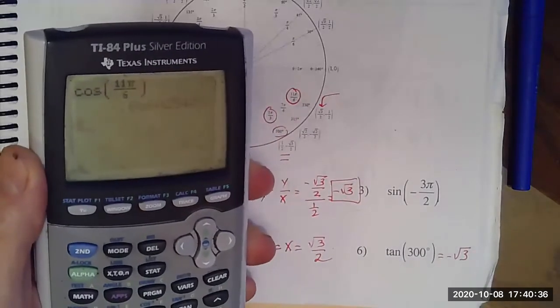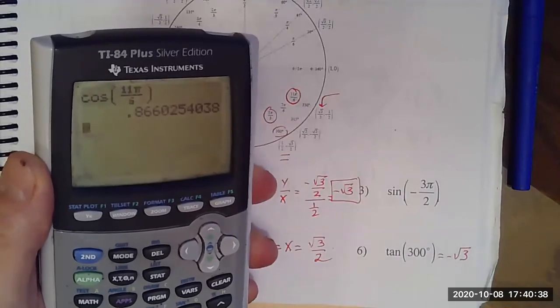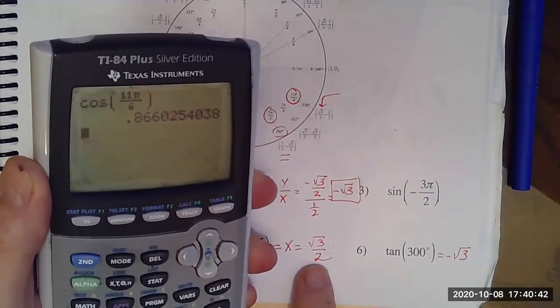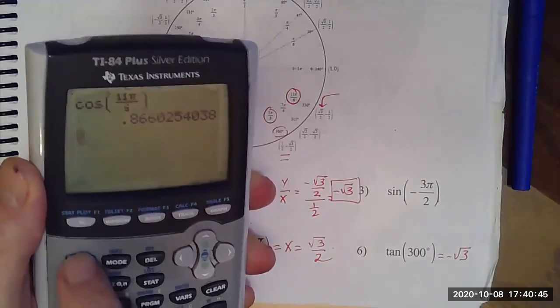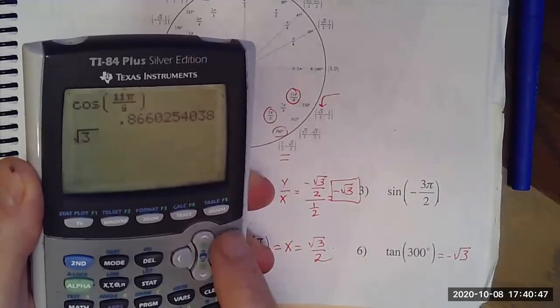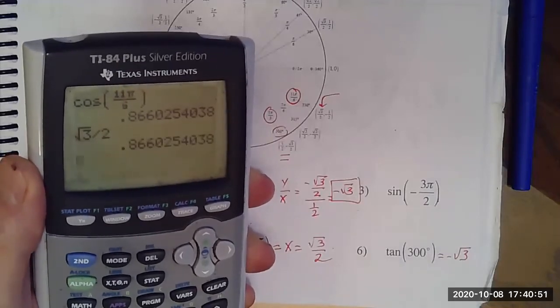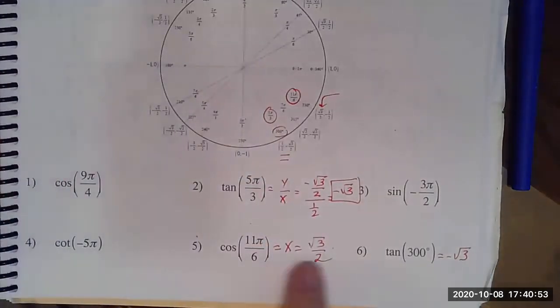I wonder if it's root 3 over 2. It's not exact. So I'm going to take root 3 over 2 and see what the decimal approximation is. Same thing. So this is good. That's a good answer.